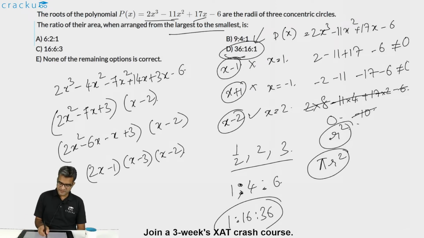We have to do it from largest to smallest. So that will be 36 is to 16 is to 1. Let us look at the next question.